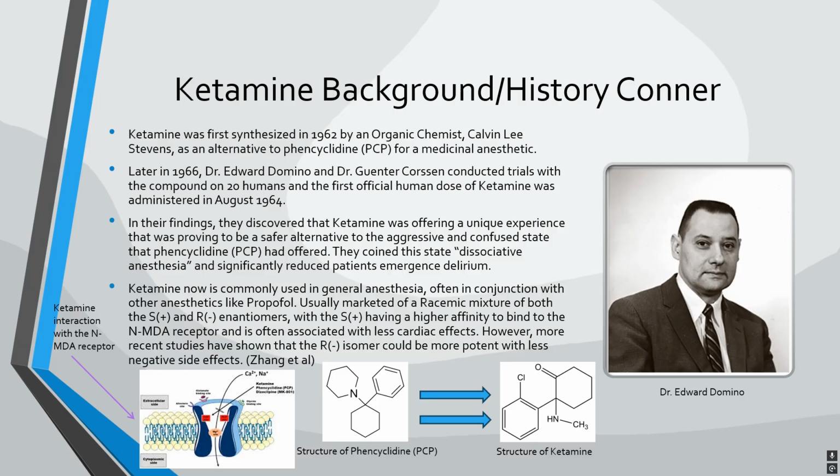Ketamine is now commonly used in general anesthetics, often in conjunction with other anesthetics like propofol, usually marketed as a racemic mixture of both the S and R enantiomers, with the S having a higher affinity to bind to the NMDA receptor and is often associated with less cardiac effects. However, more recent studies have shown that the R isomer can be more potent with less negative side effects.